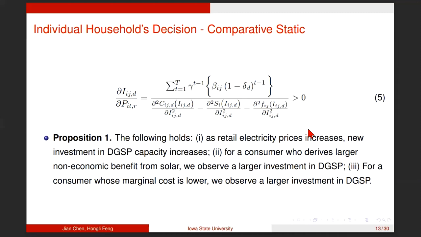Individual utility companies interact through deciding the retail electricity price based on their current generating capacity on renewables, solar, and other sources. So in this framework, we have one prediction. As the retail electricity price increases, new investment in DGSB capacity increases. And for a consumer who derives larger non-economic benefits from solar, or whose marginal cost of installing DGSB capacity is lower, we observe a larger investment in DGSB. And we're going to test that in the empirical section.